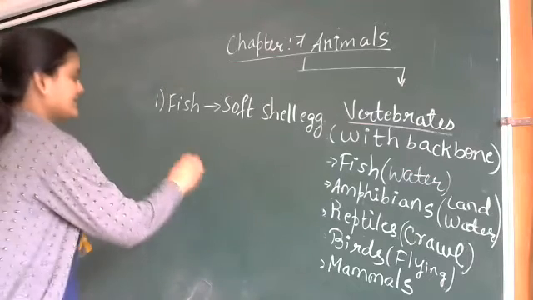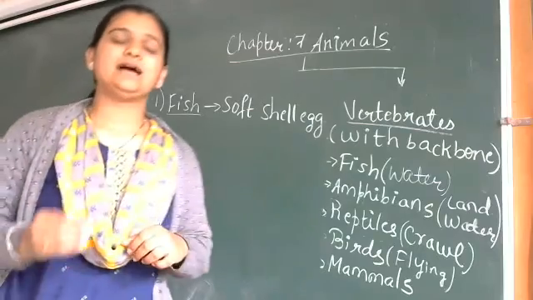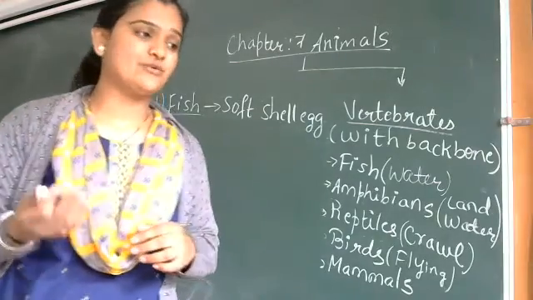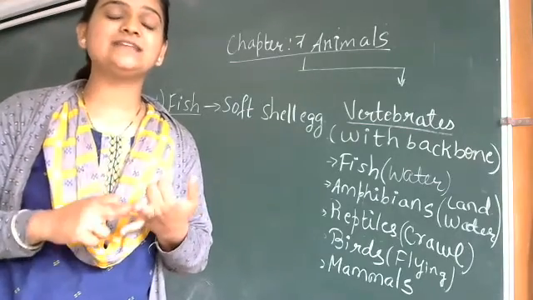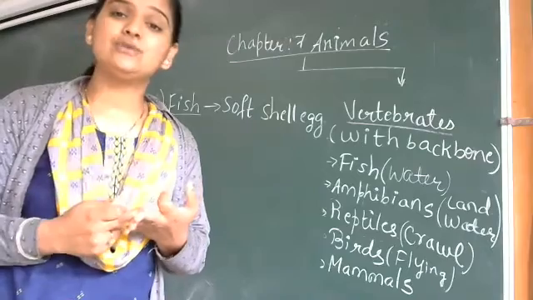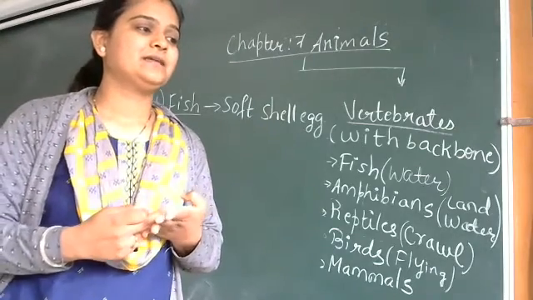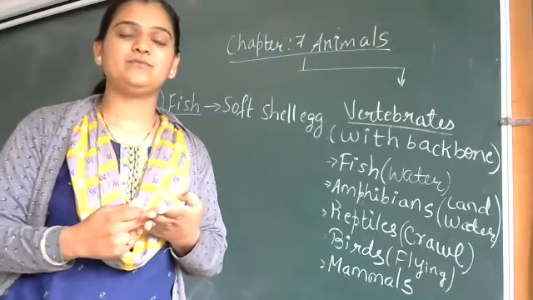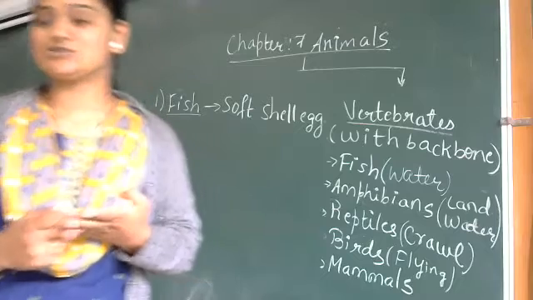Next, what are the examples of fish? Can you give me some examples? Yes, there are many different types of fish. Goldfish. Next one, salmon, tuna fish. Yes, it is tuna.